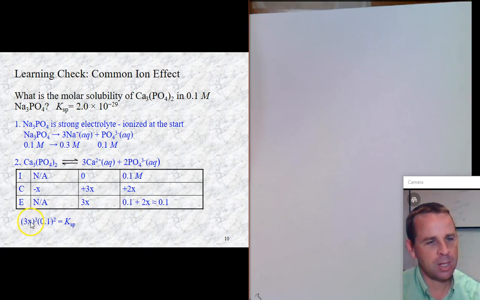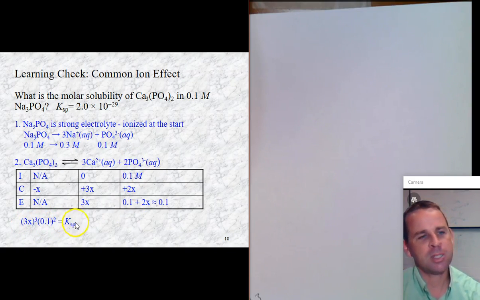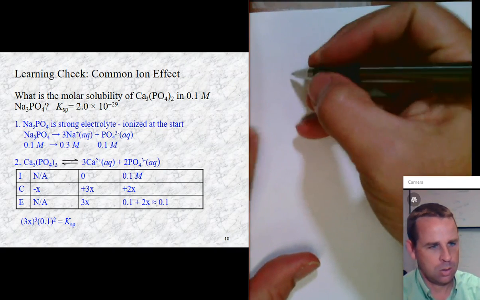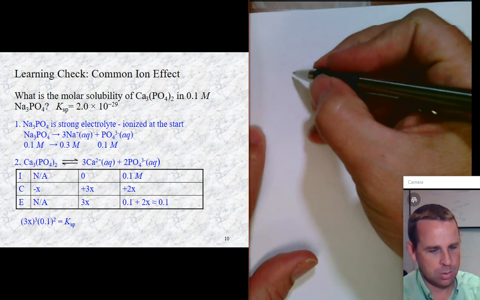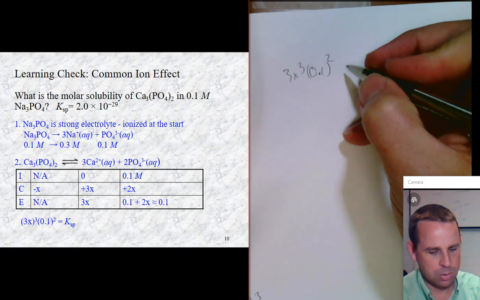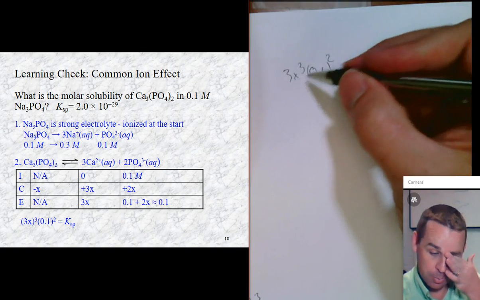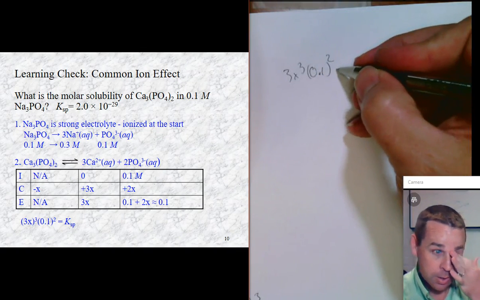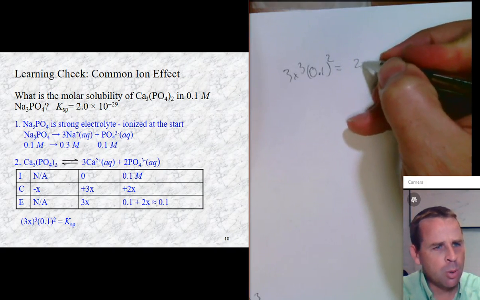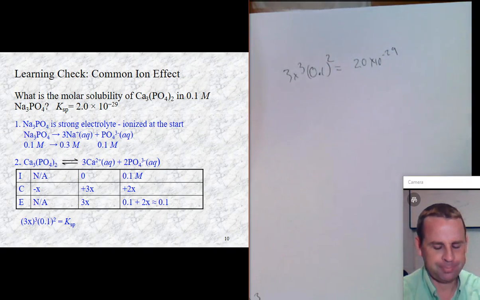Our KSP value then will be the concentration of the calcium ion cubed times the concentration of the phosphate ion squared. All right, so we set this up, set that equal to our KSP, 2.0 times 10 to the minus 29. So 3x cubed times 0.1 squared. Okay, there we go. 3x cubed, 0.1 squared, set that equal to our 2.0 times 10 to the minus 29.